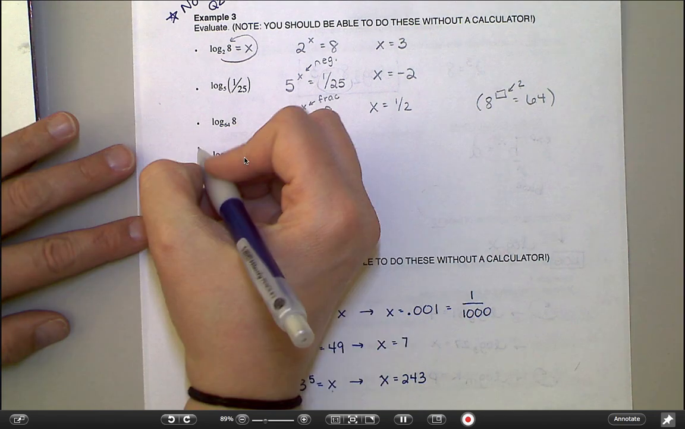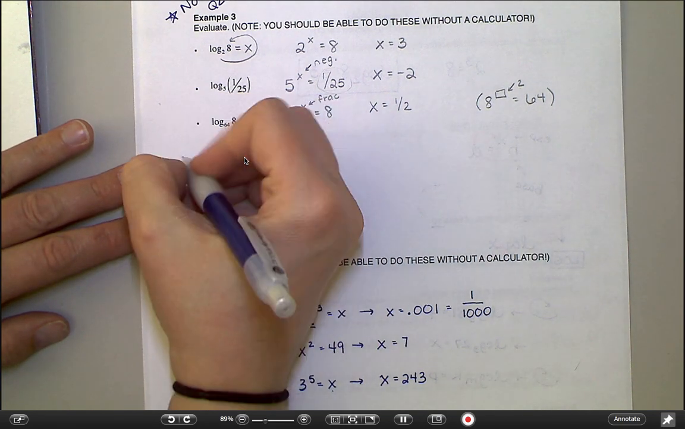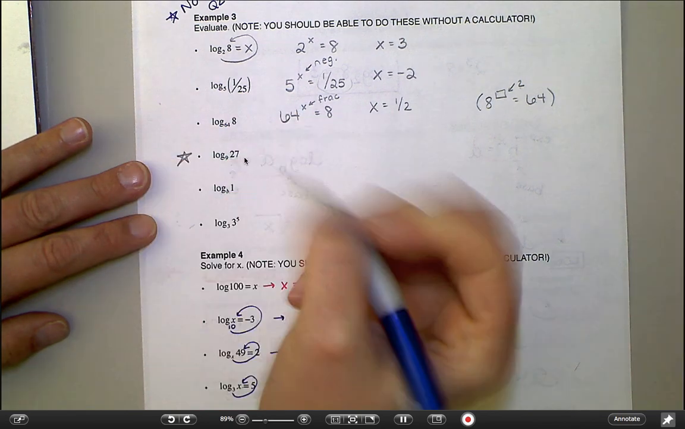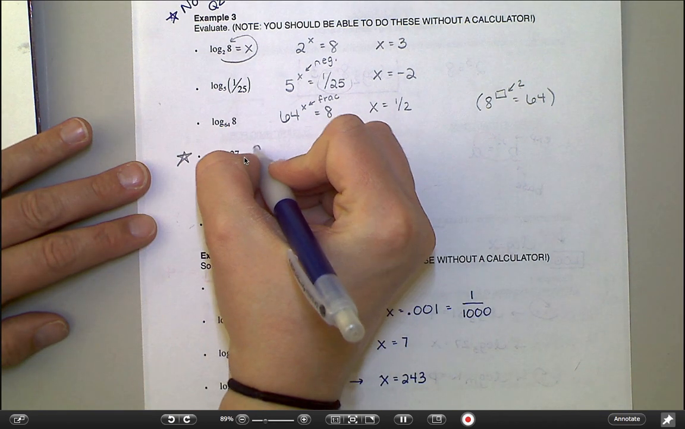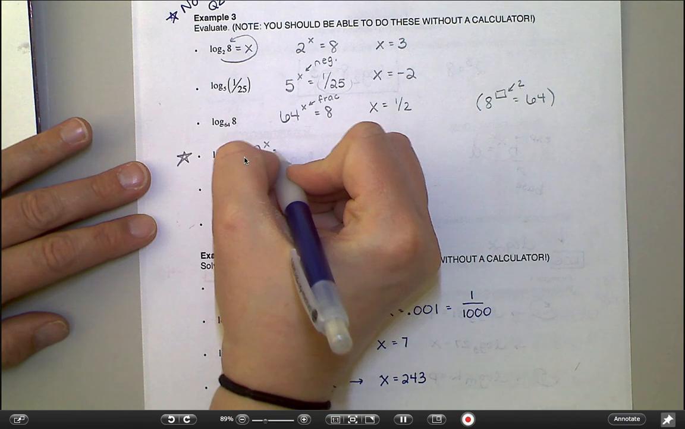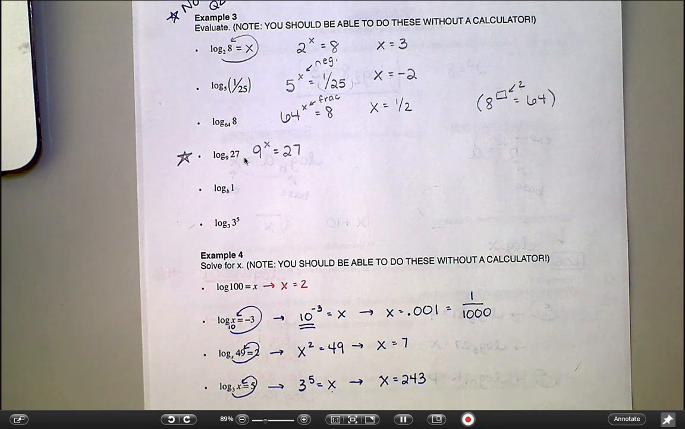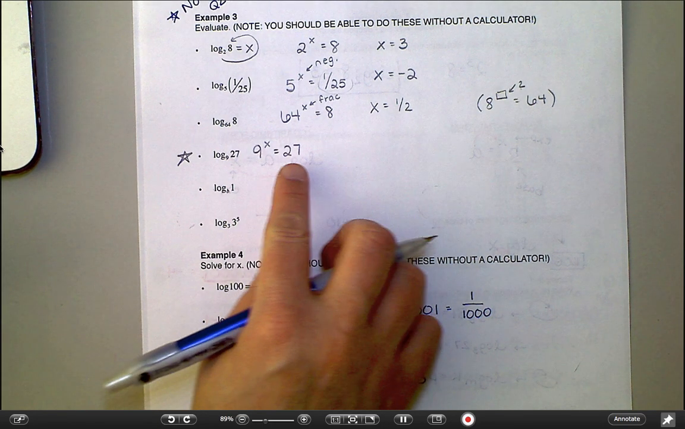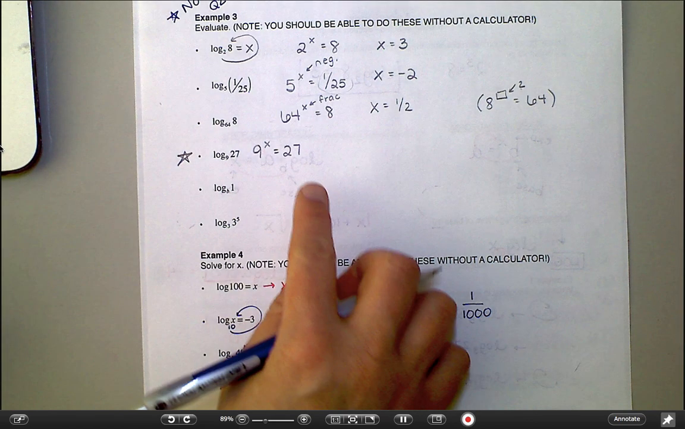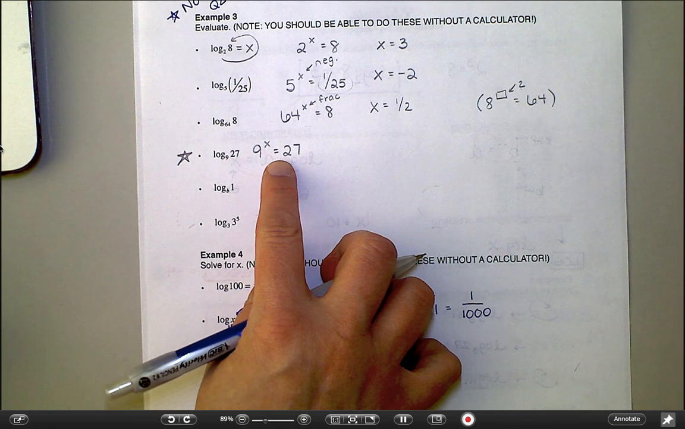Okay, this next one, log base 9 of 27. This is one of the harder ones for sure. Keep in mind that what I'm really asking is 9 to what power makes 27? And again, I know your brain is going 3, it must be 3. It is not 3. 9 to the third power is not 27. 9 to the first power is 9. By the time we hit 9 to the second power, we're at 81. So it's somewhere between 1 and 2, but it's not an exact whole number here.